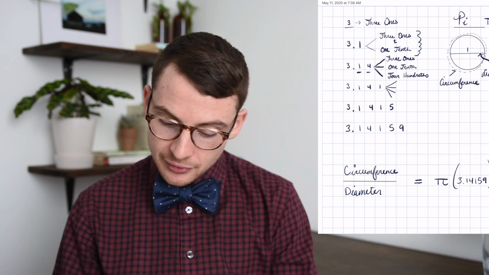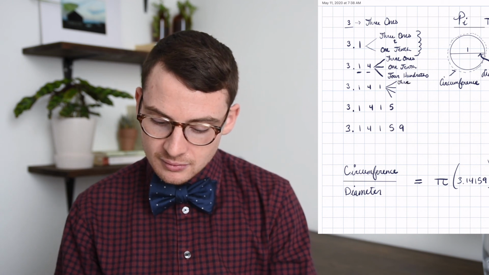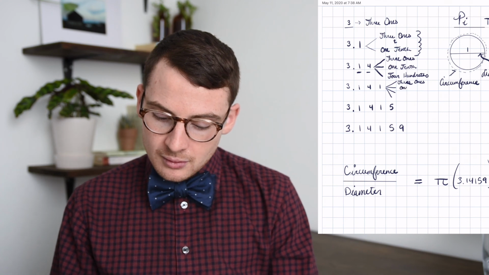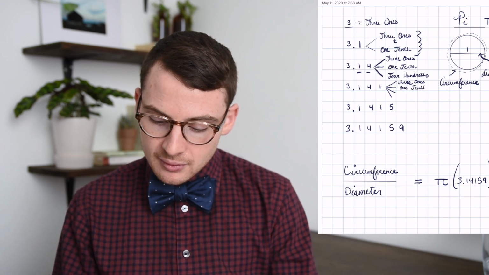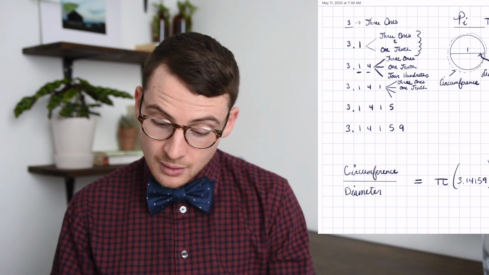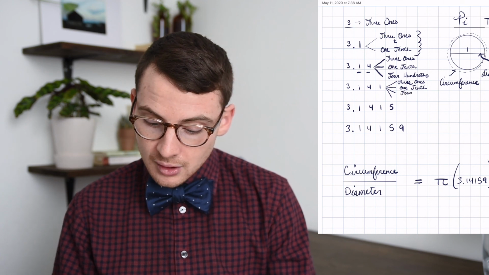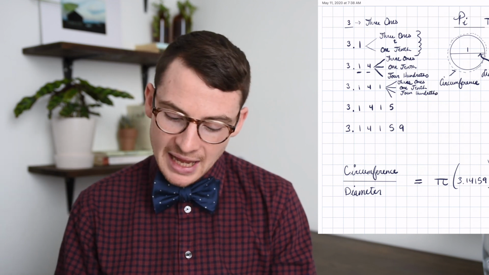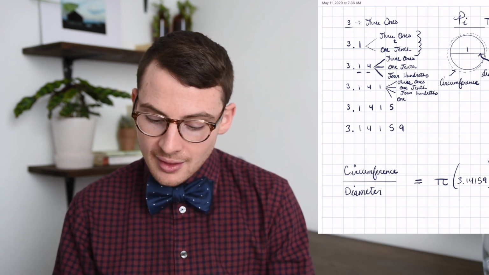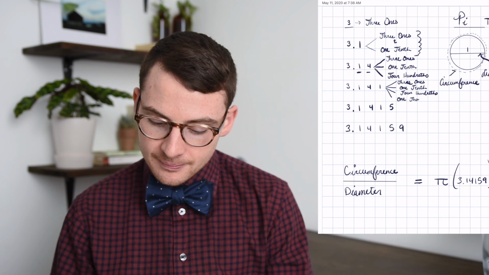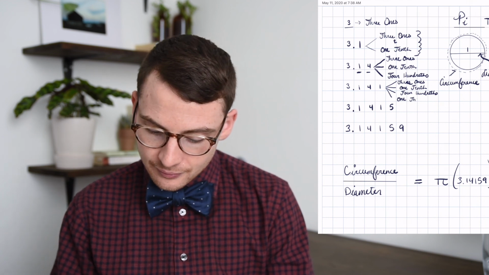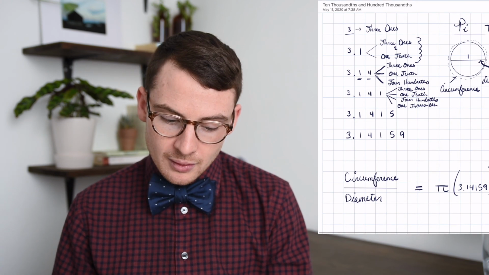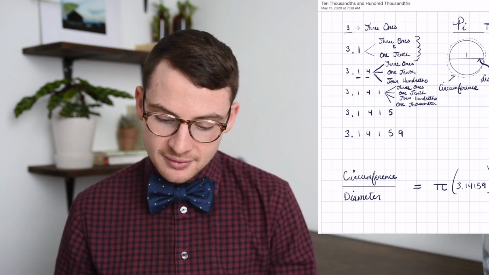All right, now let's look at the next one. We have 3 ones, 1/10, 4 hundredths, and then we have 1 thousandth. One thousandth.